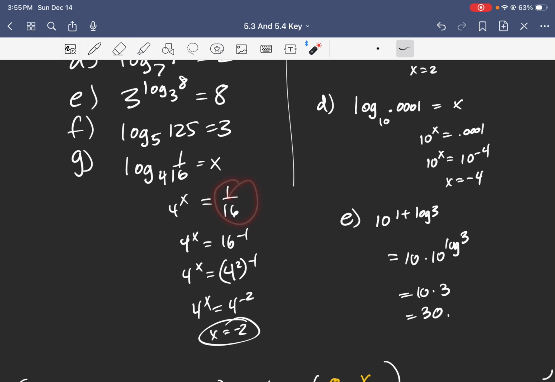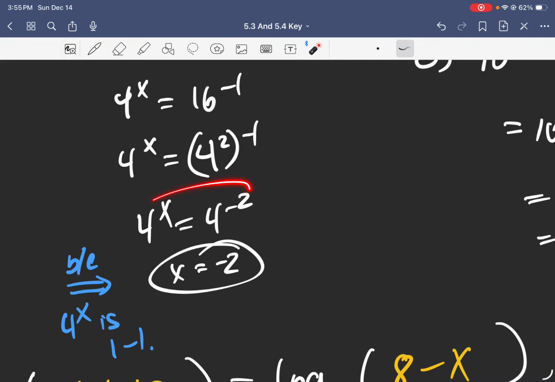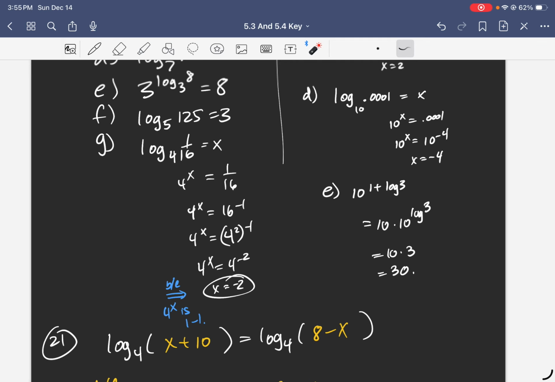Then 1 over 16 is 16 to the negative 1. 16 is 4 squared. When you raise to a power and raise again, you multiply exponents. So now it should be clear that x is equal to negative 2. And that's true because 4 to the x is 1 to 1. So if you have equal outputs, we must have equal inputs.